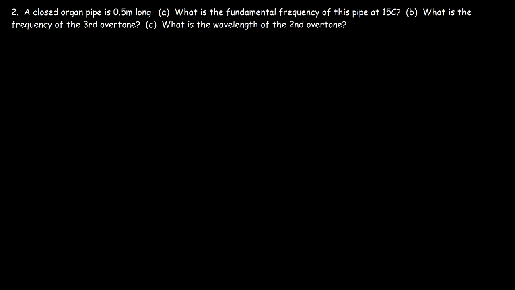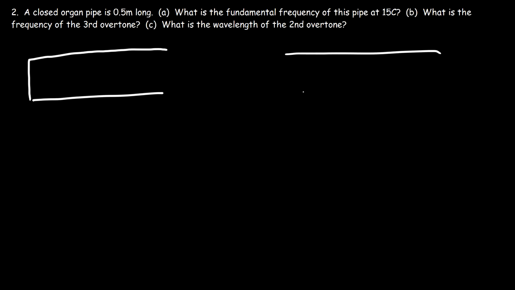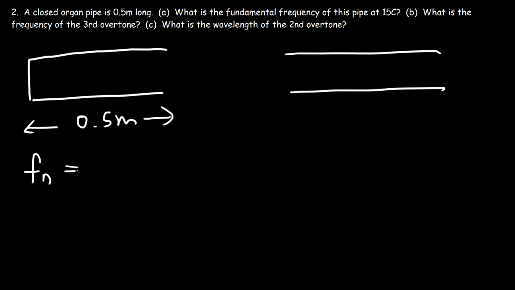Number two, a closed organ pipe is 0.5 meters long. What is the fundamental frequency of this pipe at 15 degrees Celsius? So in a closed pipe, it's only closed at one end. An open pipe is open at both ends. So this closed pipe is 0.5 meters long. And the formula that we need to calculate the fundamental frequency is this equation. It's nv divided by 4L. For an open pipe, it was nv over 2L. So note the difference.